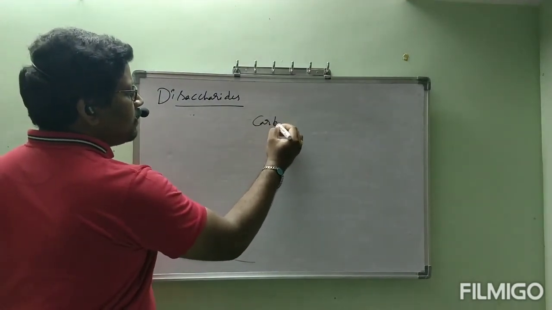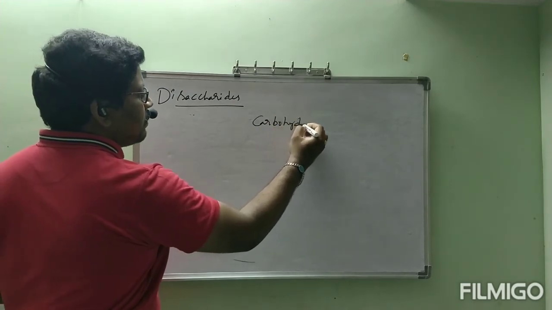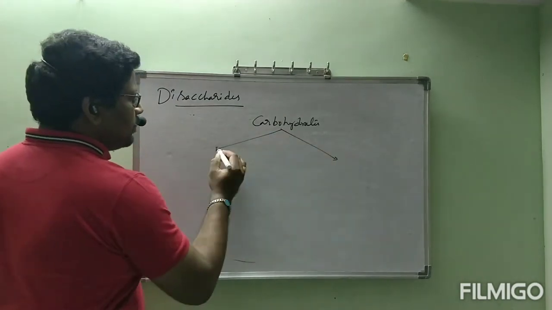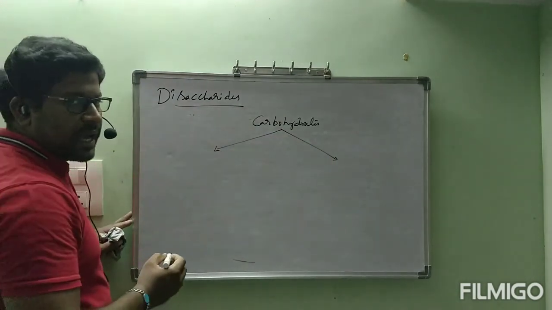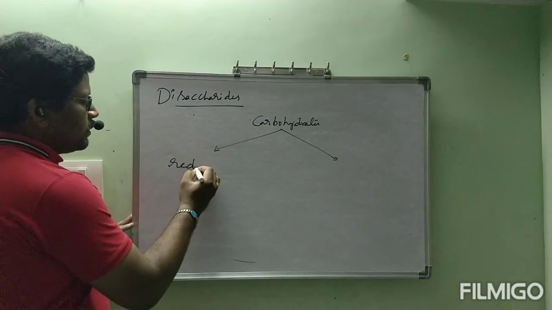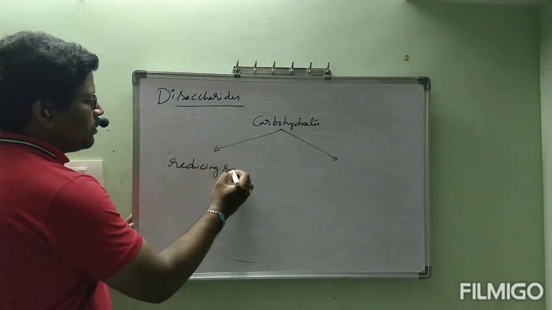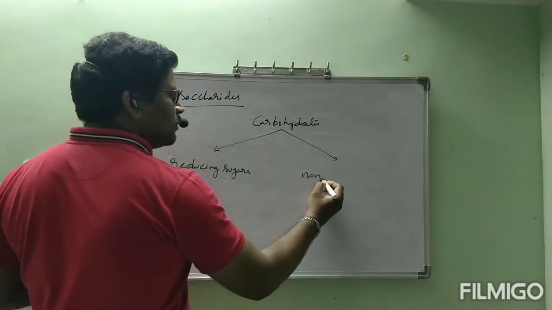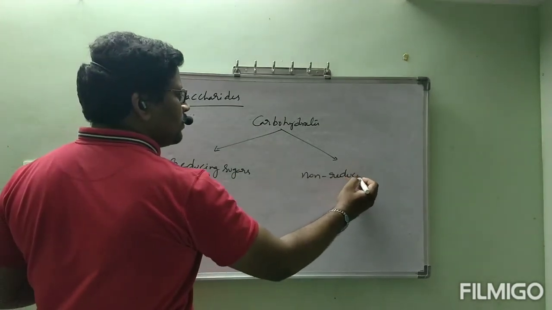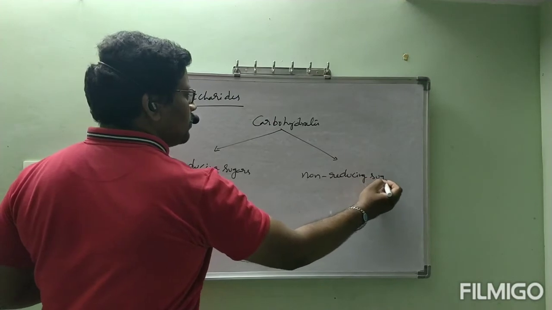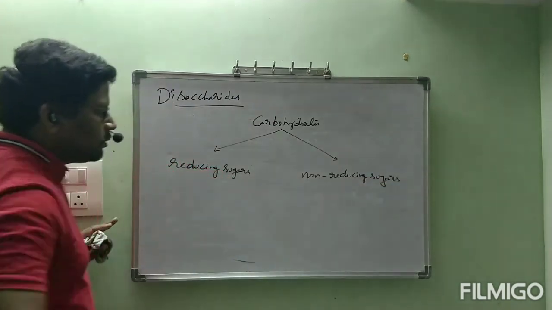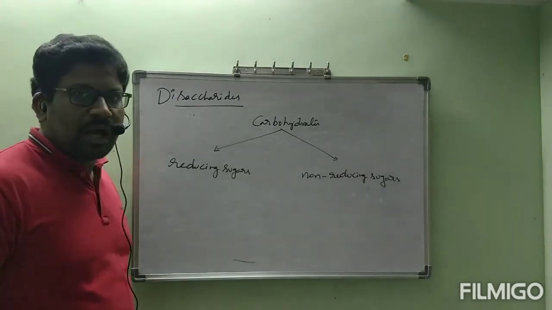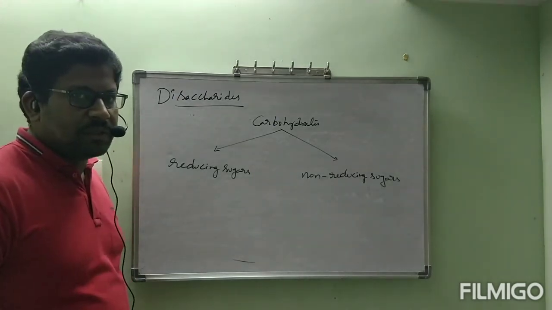Carbohydrates are classified into two types depending on their reducing character: reducing sugars and non-reducing sugars. Okay.